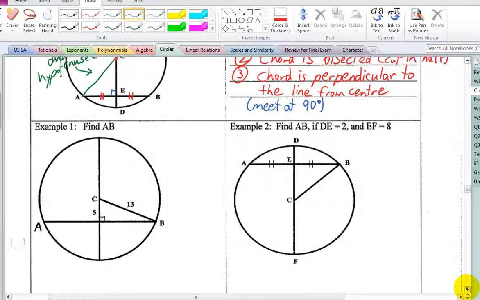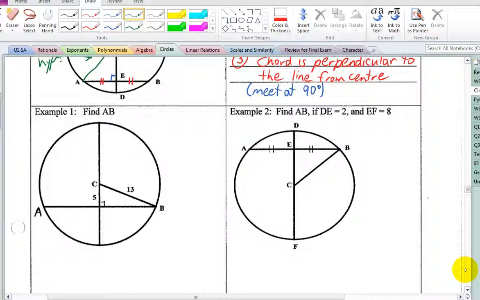Example number 1. You want to find the dimensions of AB. So we have a line from center. It's at 90 degrees. So what do we have to mark on our diagram? That these two are equal. And if you don't do that, I take marks off.